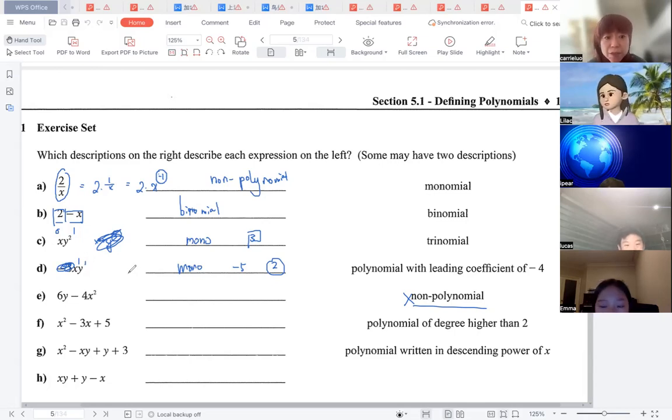Okay, so Lilac, back to number E, 6y minus 4x squared. So obviously, which one is it? Binomial? It is a binomial, right? It is a binomial. Very good. And can you tell me the coefficients for 6y and the other term of these two terms? 6 and negative 4. Very good. Can you tell me the degree of this polynomial?